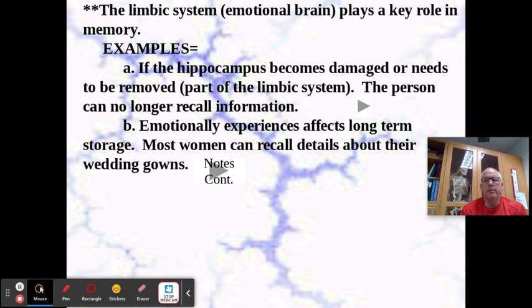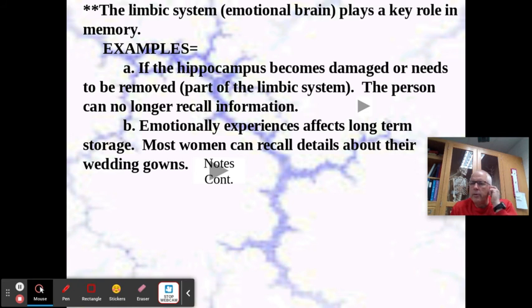And the limbic system plays a big role in that. We talked about the hippocampus and how emotion sometimes gets tied with the memory. I have an example there. Emotional experiences affect long-term storage, just like a lot of women can recall details about their wedding gowns, about their wedding or birth of a child or some major event that happens to you because it's emotional.